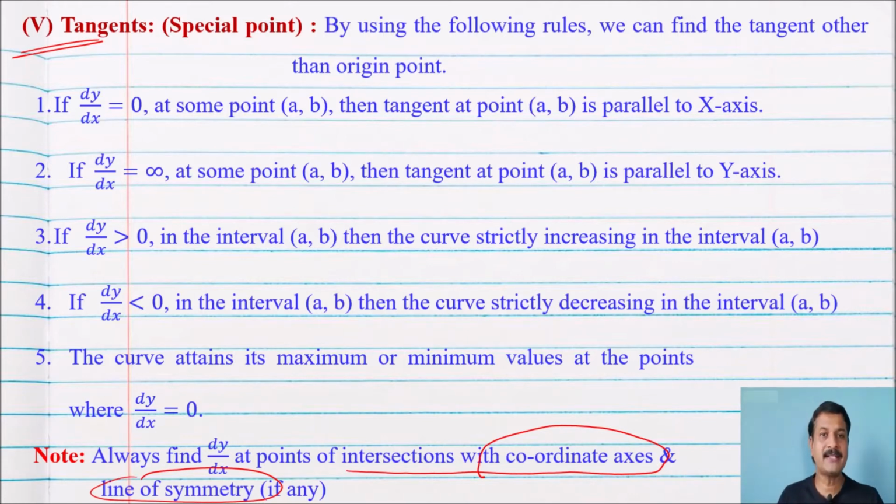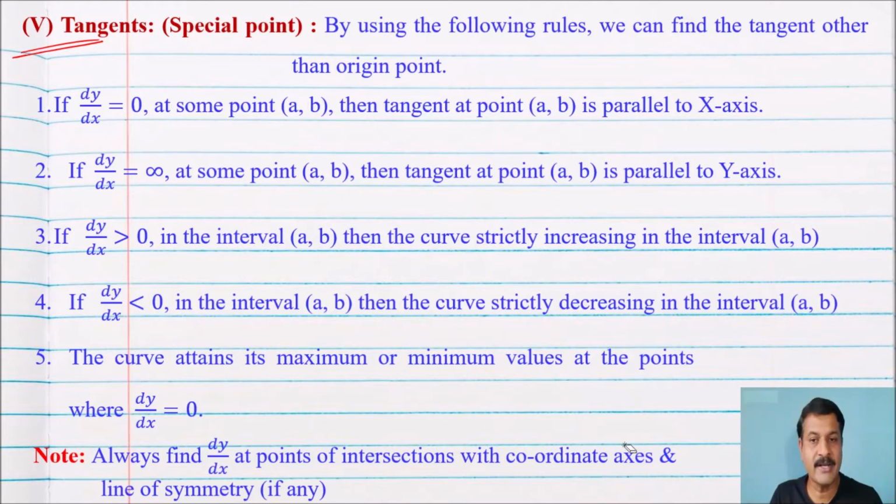If among the points of intersection we get any point other than the origin, then only do you find the tangents at that point or those points. So note this very important note here: always find dy by dx at points of intersection with the coordinate axes and the line of symmetry, if any. If the line of symmetry is different, say y equal to x or y equal to minus x, then at the point of intersection with that line you find dy by dx. So these are the 5 points we have to remember.